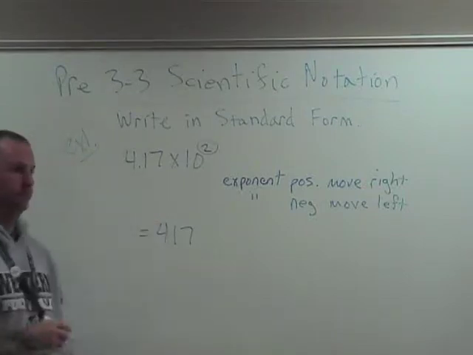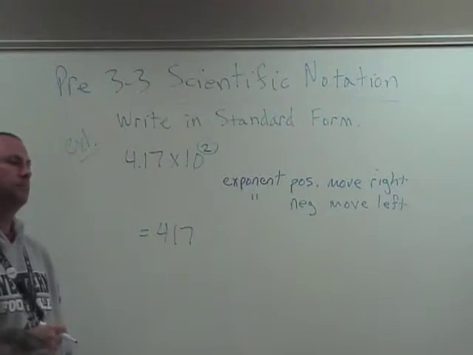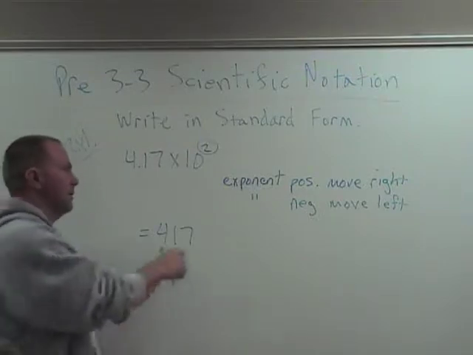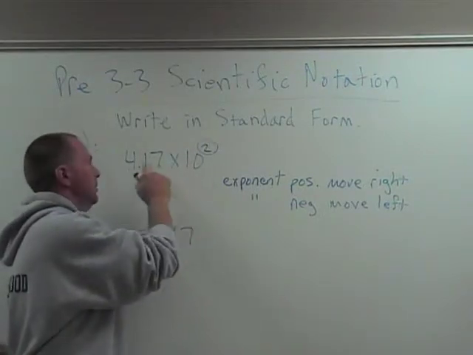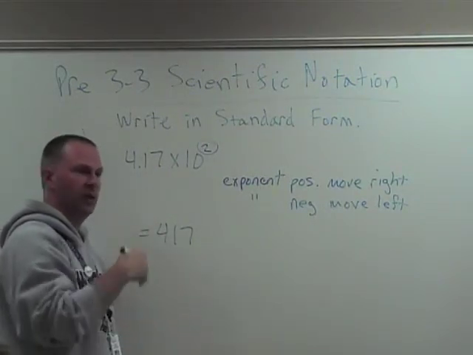What if I get a number that's not a 10, like 7 to the 4th power, and it doesn't equal 100 or something? What do we do? Then you just have to multiply it out. Whatever 7 to the 4th is, take that number times 4.17. You just have to do the long multiplication process.